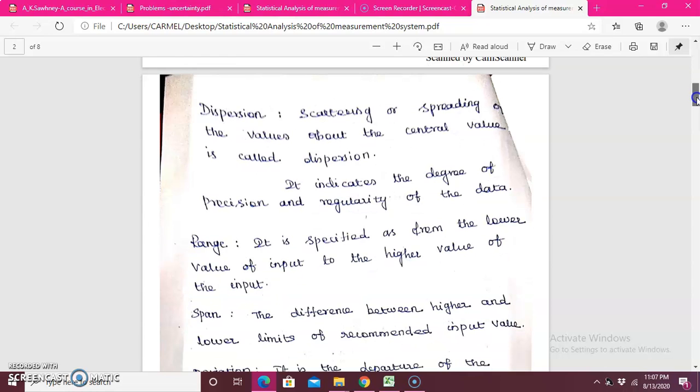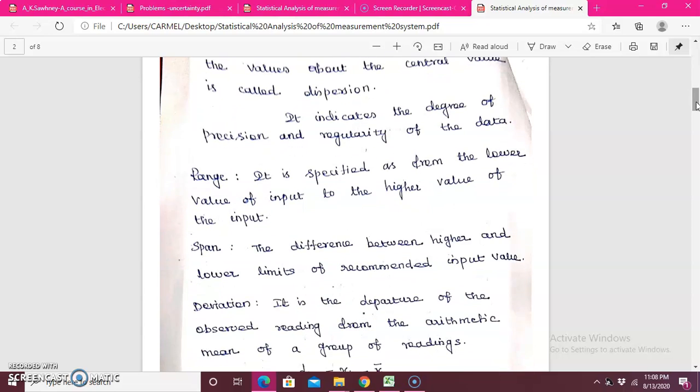Next one is called dispersion. From the word we can say it is a scattering. What does it mean? Scattering or spreading of the values about the central value. That is what is called dispersion. And using this dispersion, we are able to indicate the degree of precision and the regularity of the data.